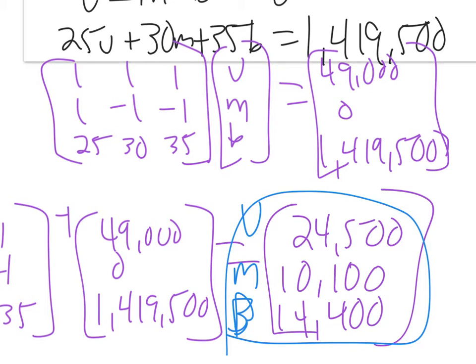So that's going to be my answer right there: 24,500, 10,100, 14,400. All right, if you want me to, I can show you tricks on how to do that on a calculator. It doesn't take very long. It takes a little bit of practice, though.